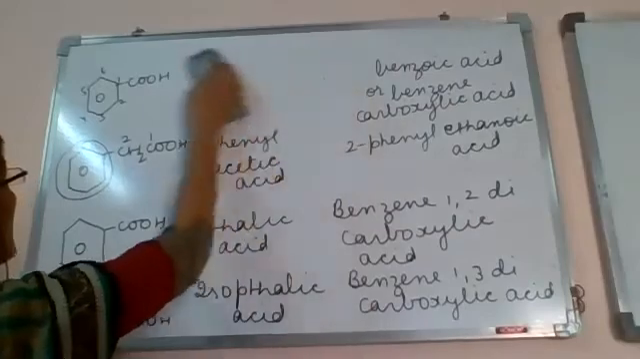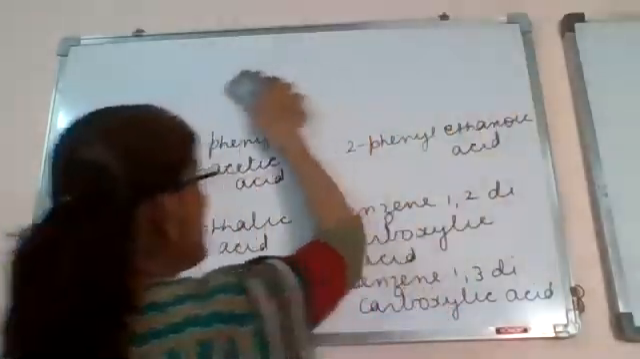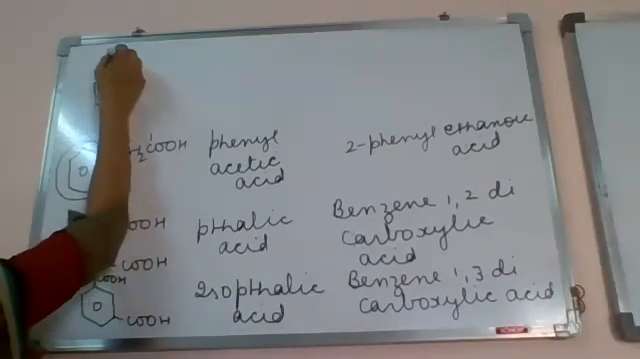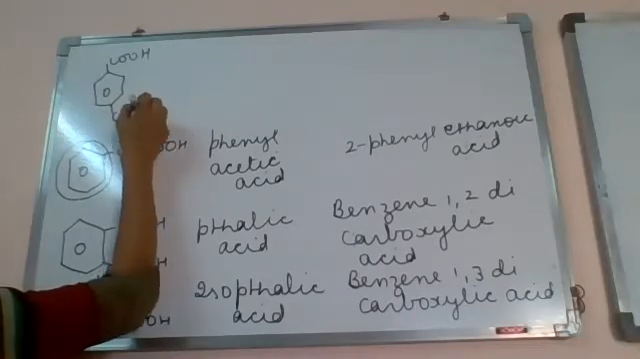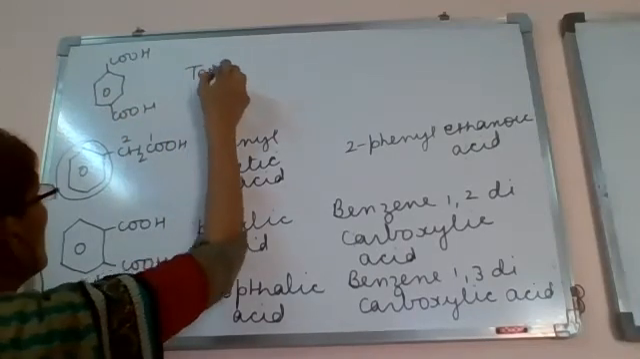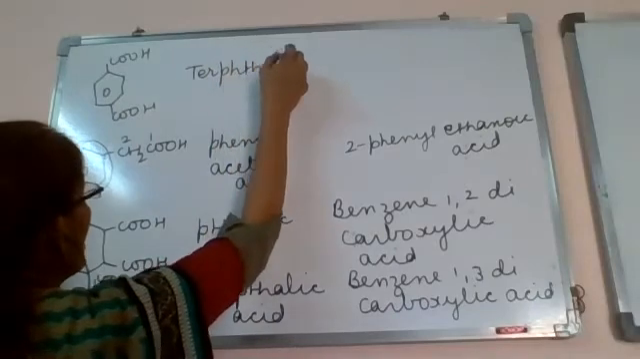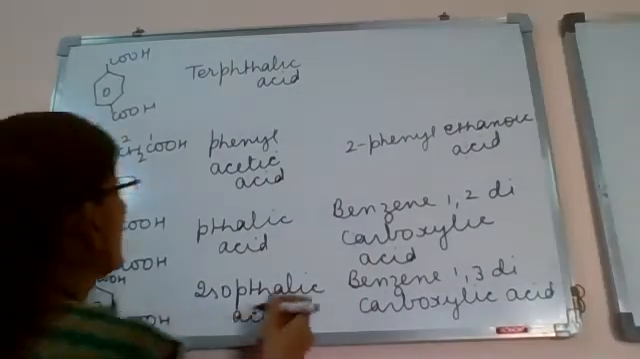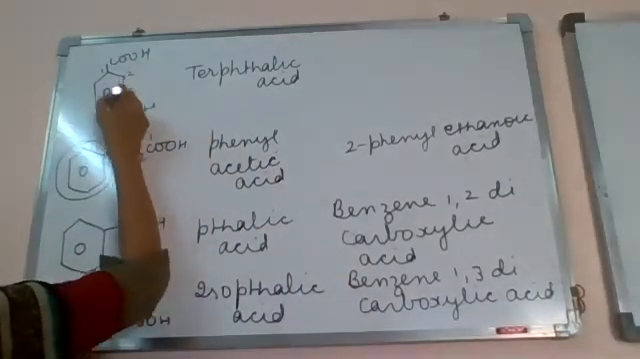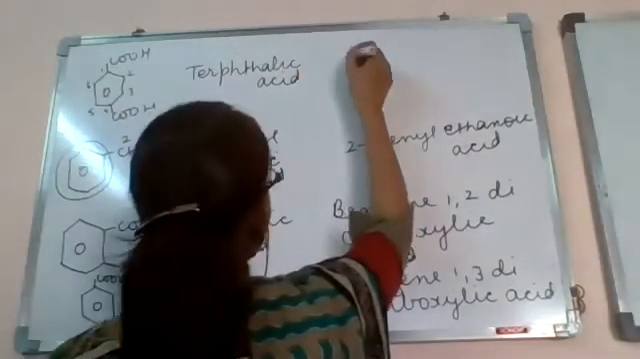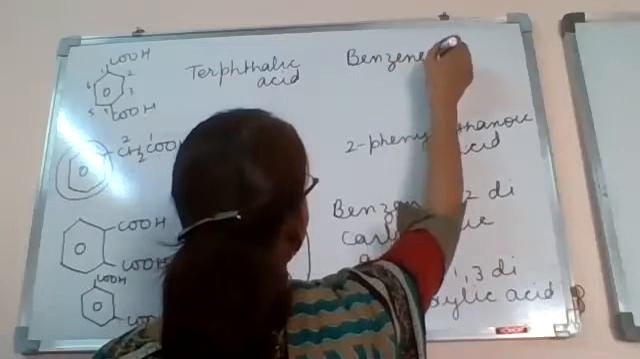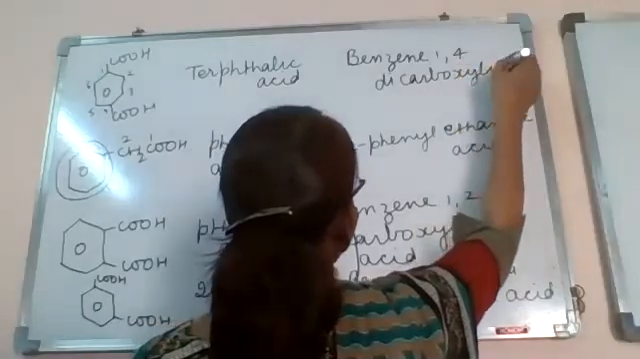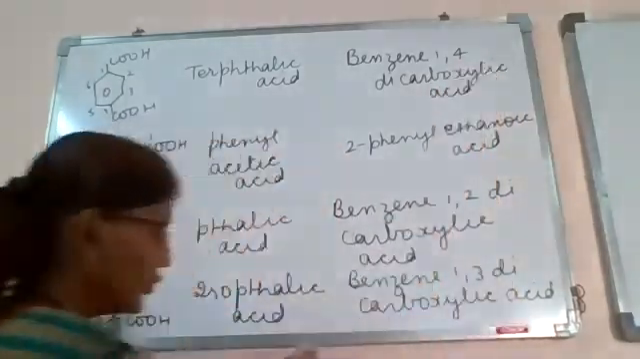One more common name. If two COOH groups are present at para position, this is called terephthalic acid. And terephthalic acid is used to prepare the polymer called terylene. Its IUPAC name will be benzene 1,4-dicarboxylic acid.